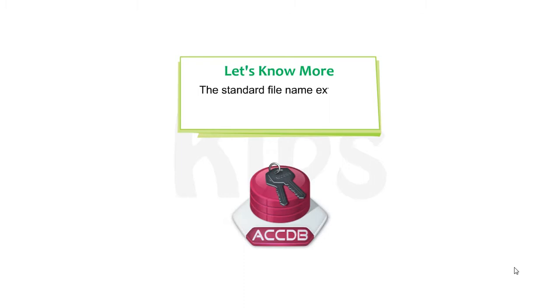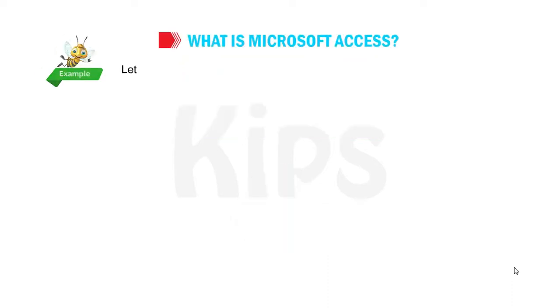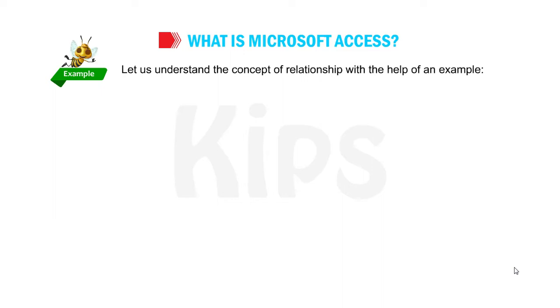Alright students, let us know more. The standard file name extension for database in Microsoft Office Access 2010 is .accdb. Let us understand the concept of relationship with the help of an example.